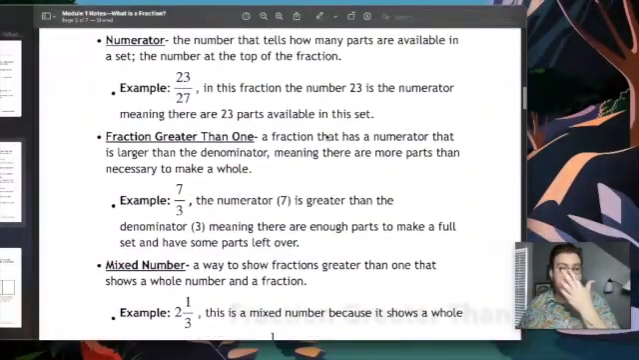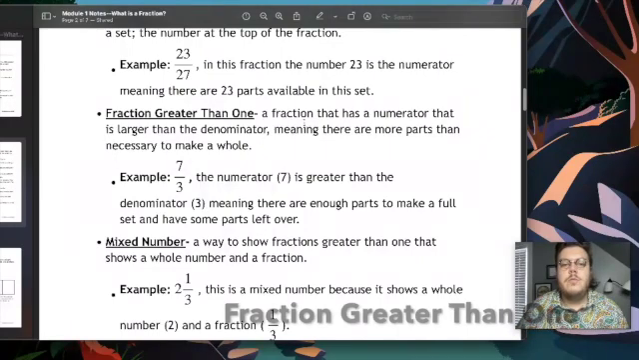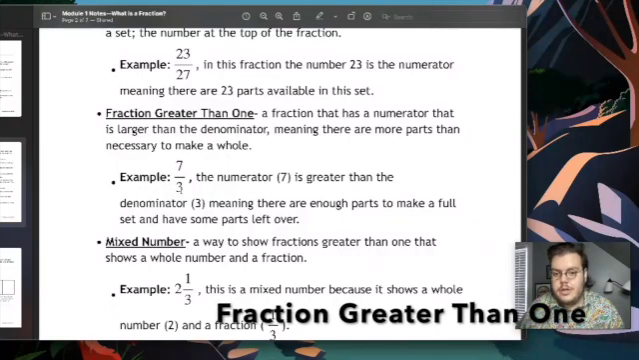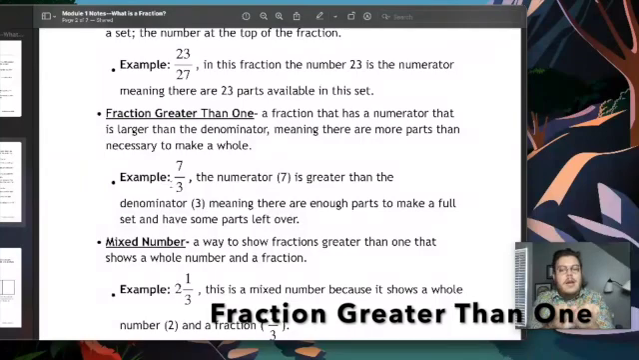The reason I wanted to explain that is because sometimes we'll encounter something called a fraction greater than 1. A fraction greater than 1 is a fraction that has a numerator that is larger than the denominator, meaning there are more parts than necessary to make a whole. So our example here is 7/3. The numerator is 7, and that's greater than our denominator, which is 3. So that tells us that we have enough parts, enough marbles in our hands to fill up more than one set or make more than one whole.